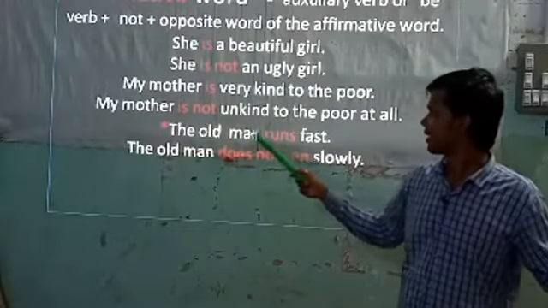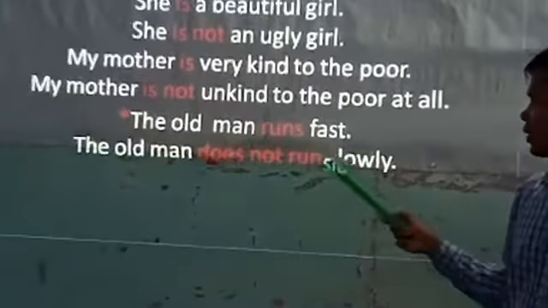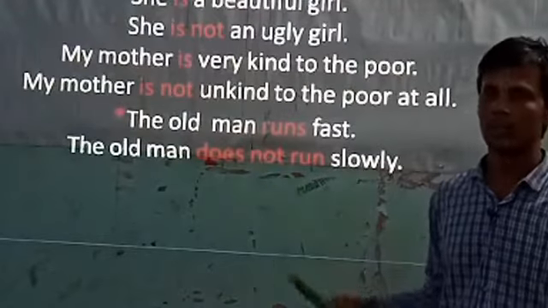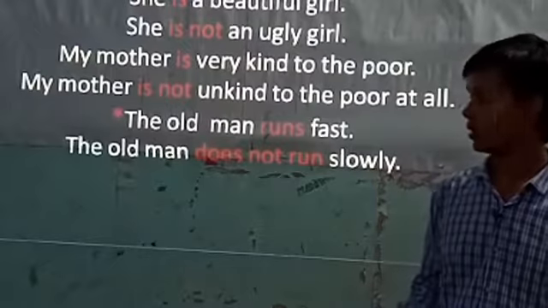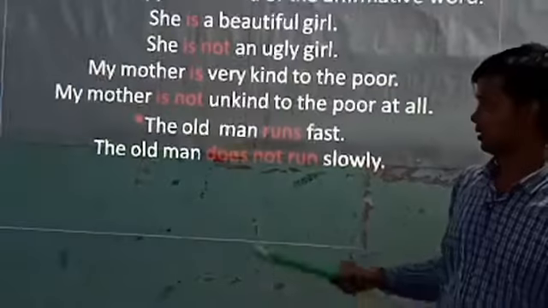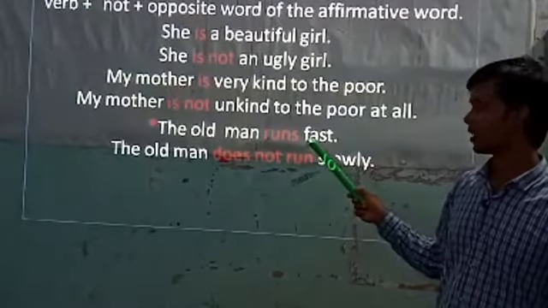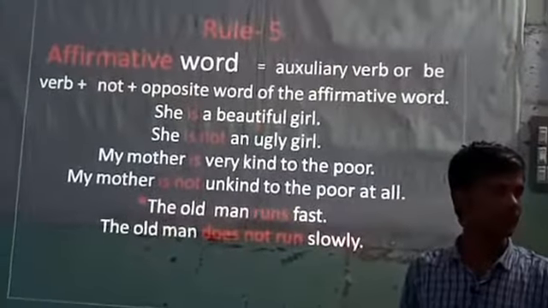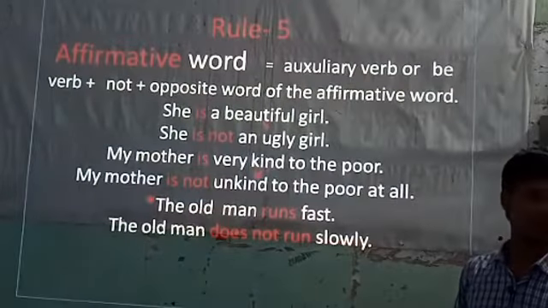The old man runs fast. The old man does not run slowly. So dear students, if there is no auxiliary verb, you will have to use the auxiliary verb do, does or did according to number, person and tense. The old man does not run. The opposite word of fast is slowly. Look at this, how the sentences are changed.